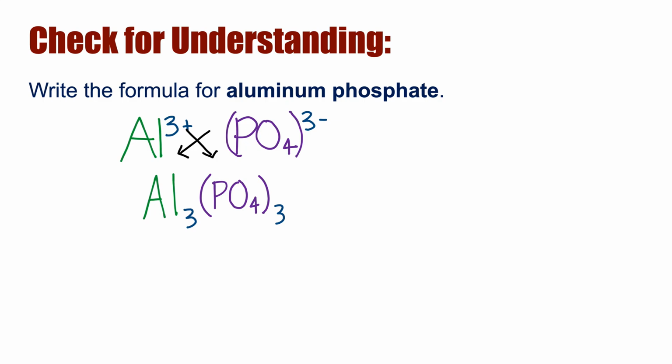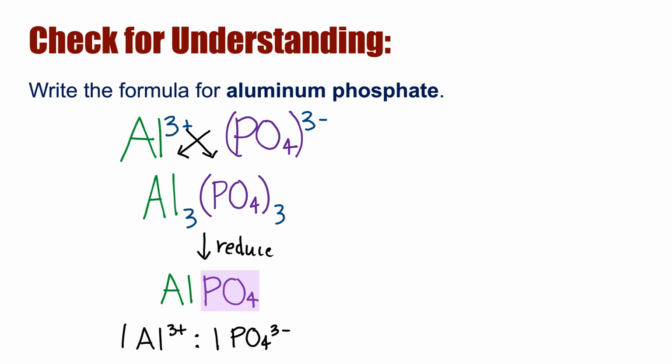So I'm looking at those 2 3s right there. Those are the things that I could possibly reduce. Both of them can be divided by 3 and still get whole numbers. So I get AlPO4 as my correct formula. For every 1 aluminum that has a charge of +3, I need 1 phosphate that has a charge of -3. So this is one way to approach this problem and get the correct answer.